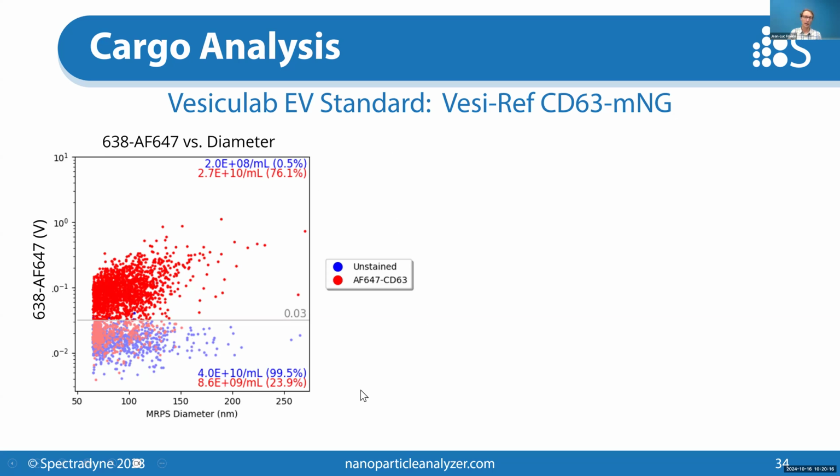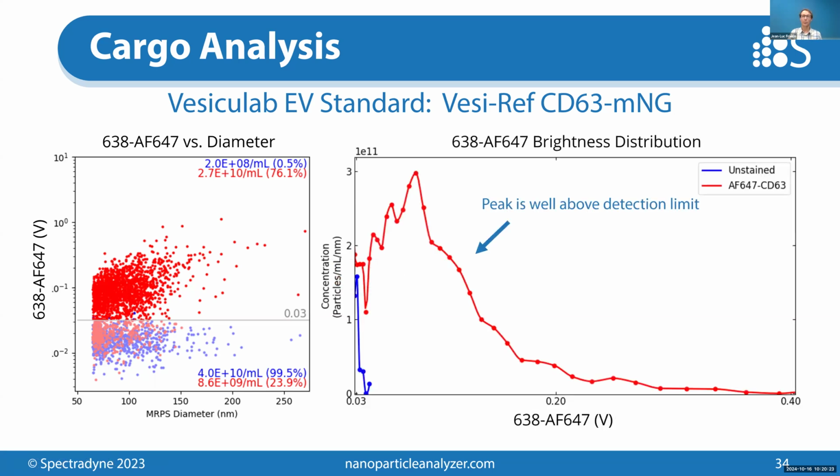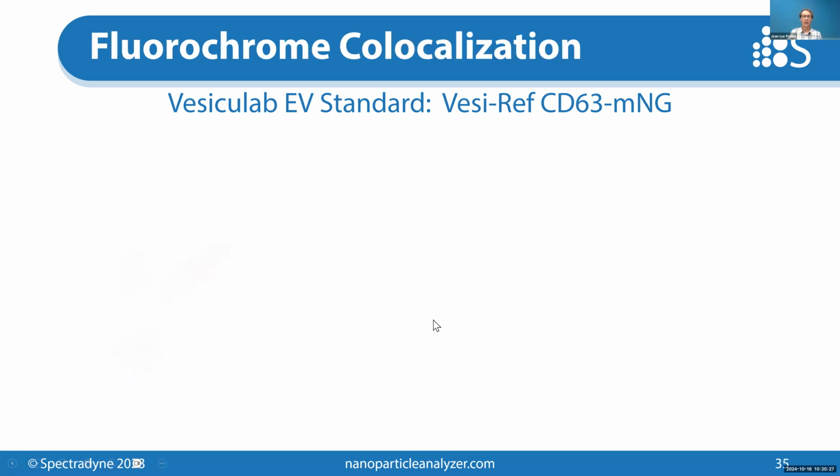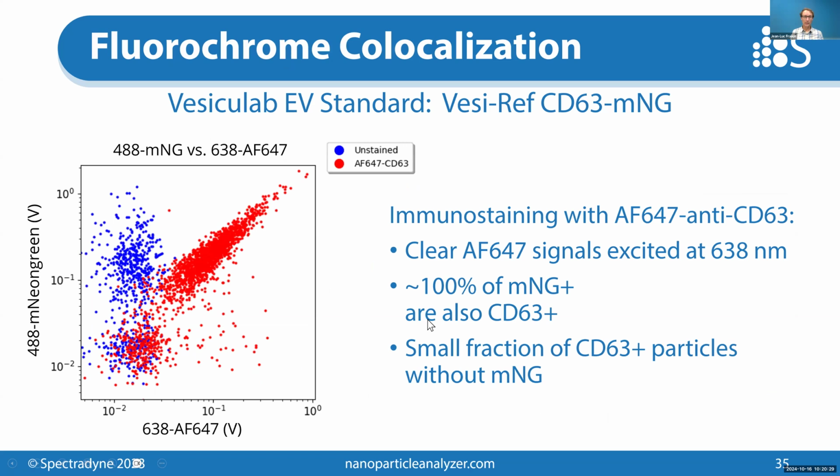Almost no fluorescence in the unstained sample. That's expected. And again, we see a nice clear peak in the brightness distribution, well separated from the noise. Okay. Let's ask about co-localization now.